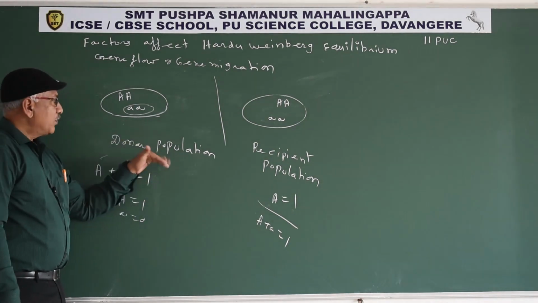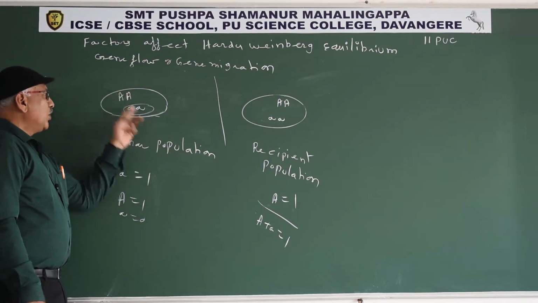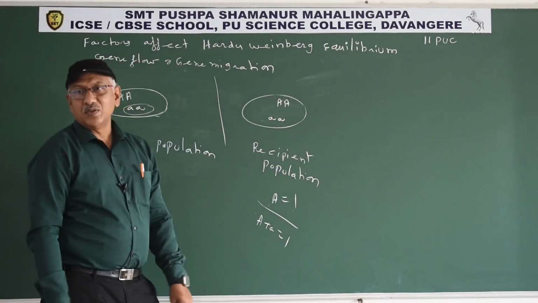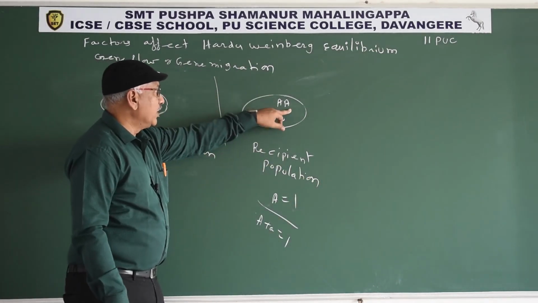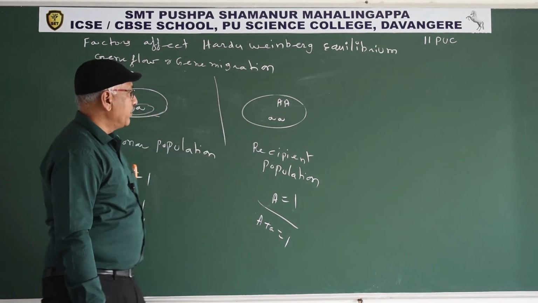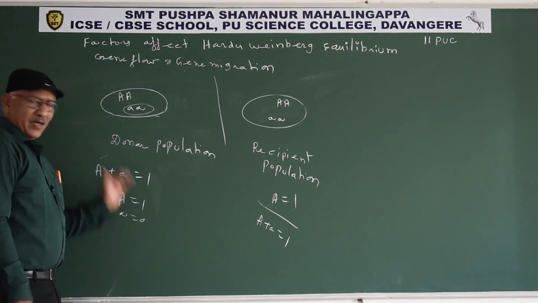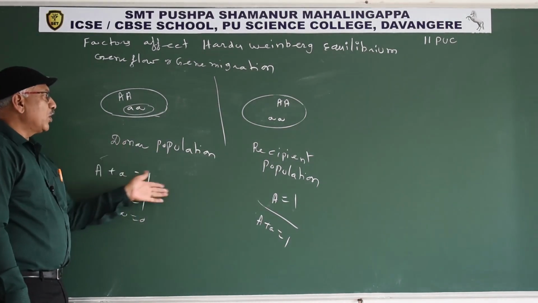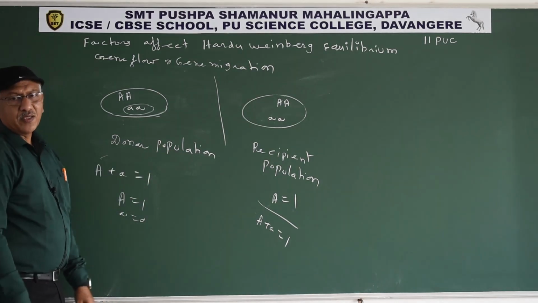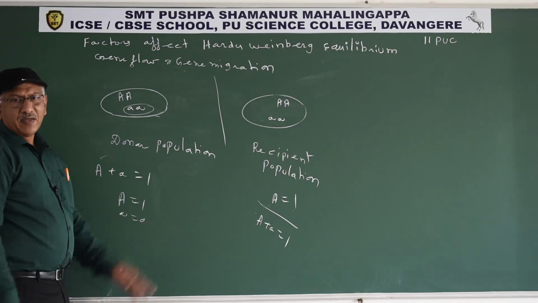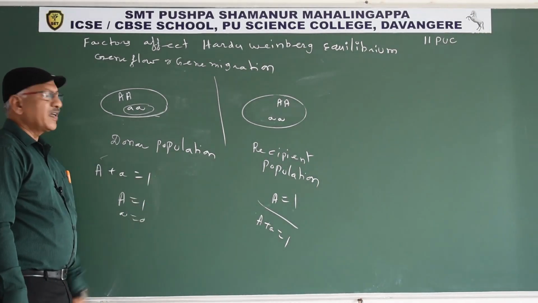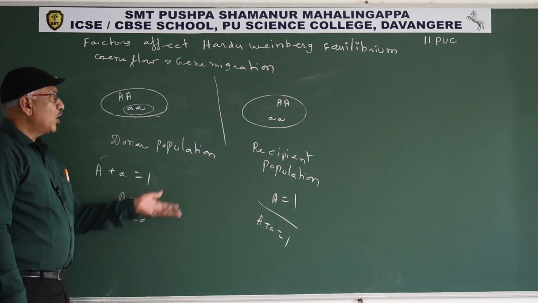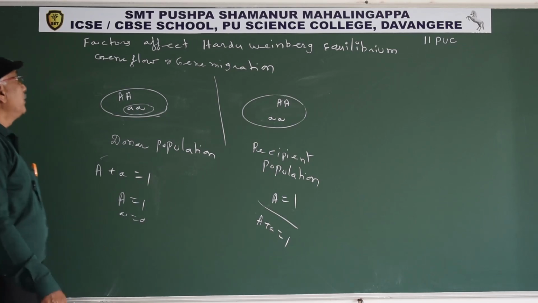Before the migration, two genotypes are present in the donor population. Before the recipient population receives the alleles, it contains only one genotype. After receiving, two genotypes. So allelic frequency and genotypic frequency change in both the donor population and the recipient population. Due to change in the allelic frequency and genotypic frequency, change occurs in the character. So in course of time, new species evolved from both the donor population and the recipient population.